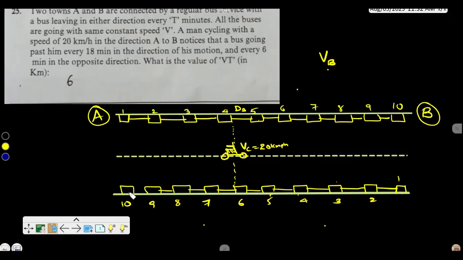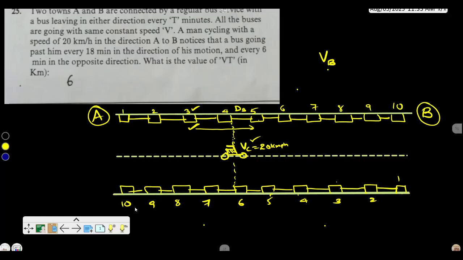Okay. Now, this cyclist is moving. First, we'll see the condition when he's getting crossed by the bus which is moving from A. In this case, he is present at the fourth bus position. The third bus is going to cross him from behind. We have to check what is the scenario, what will happen, and in how much time it is going to cross him. So we will check only this part.